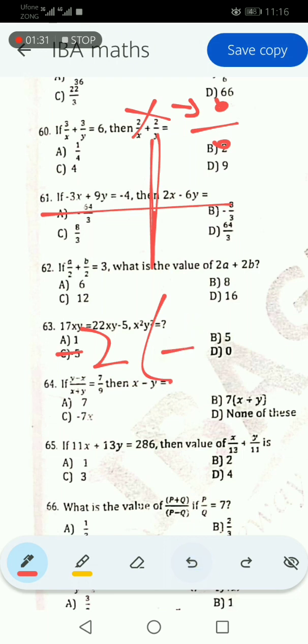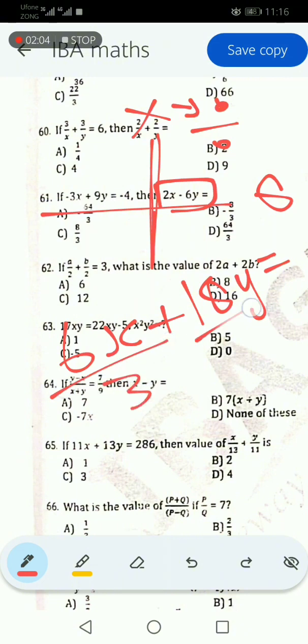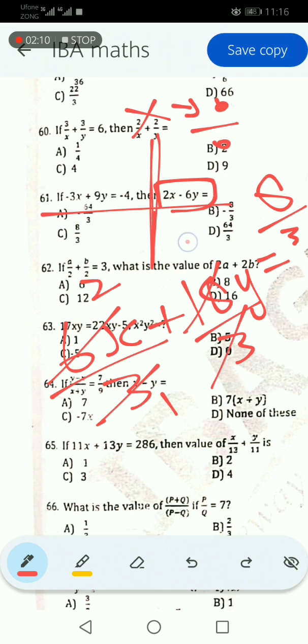I'm directly multiplying it, so this will be 6x plus 18y. And of course, if you multiply the left hand side, you have to multiply the right hand side too, so it will be positive 8, since minus into minus is plus. Now we have to divide by a number so that we can get 2 and 6. If I divide all the terms by 3, we will get the required terms. So here our proper answer would be C.